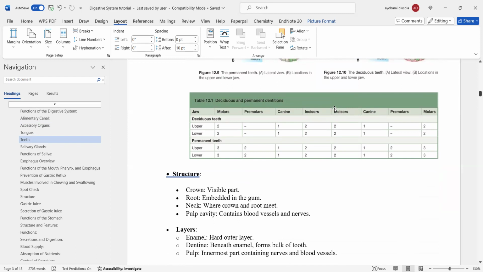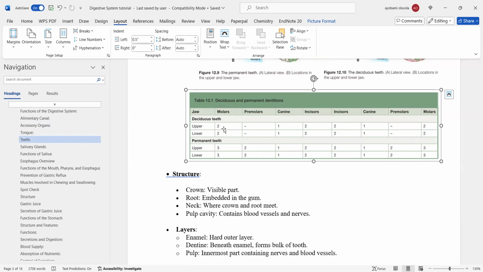But this table is showing us the distribution of both deciduous and permanent teeth according to their types. So what you must note is that in deciduous, temporary teeth, the molars are 2. Then we have 4 regions: upper right, upper left, lower right, lower left. So that makes it 8. The canine is 1. Then we have 4 regions. That's 1 times 4. That makes it 4.